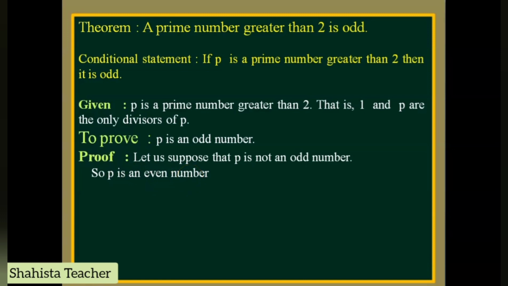After this, a divisor of p is 2. What is a divisor of p? We have considered 2 as a prime number.